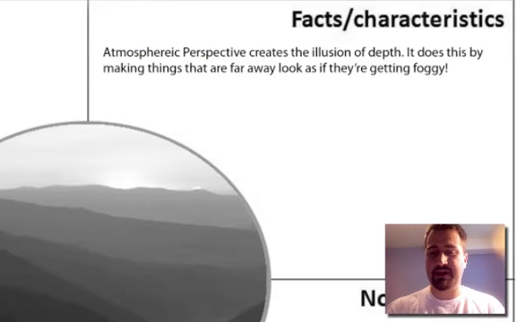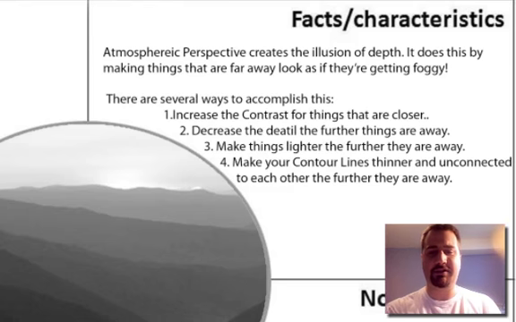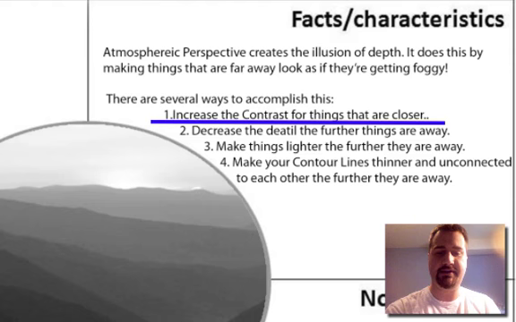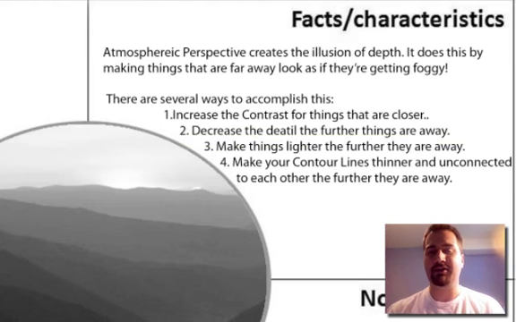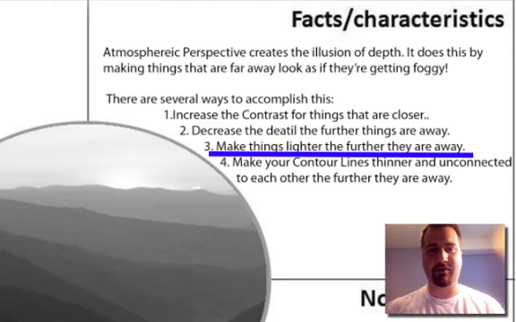So let's break it down into pieces. How do you do it? Well, you increase the contrast for things that are closer. The next step is to decrease the amount of detail the further away things are. As things disappear, you need to do that in steps. You don't want to abruptly have lots of detail in the front and then, bam, no detail on your forms. You need to do that in increments, in steps. That gives it a more natural transition into a volume or a space. Make things lighter the further away they go.